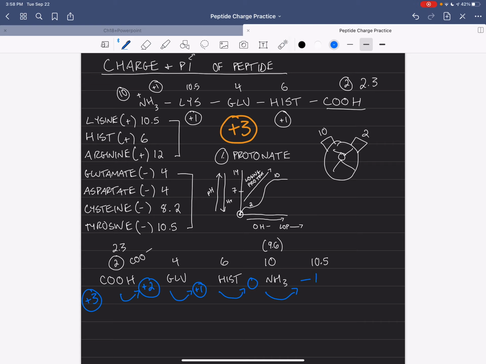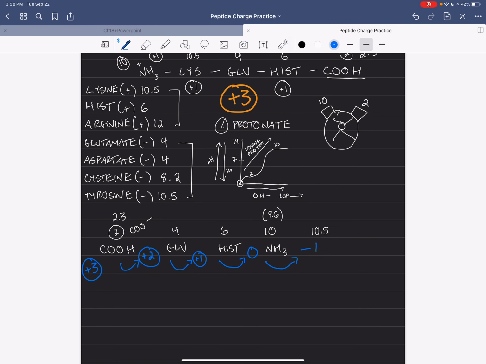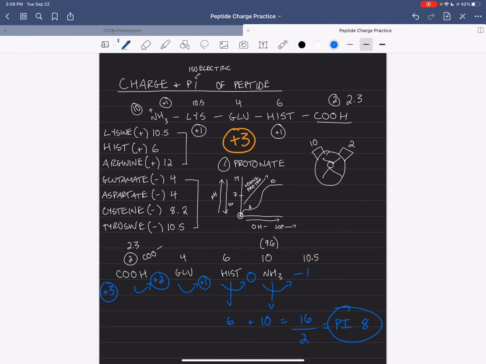So the numbers that we want are on both sides of the 0, which is going to be this and this. These are the two pKa values that we want to average, giving us our PI of 8. All right, there you have it.